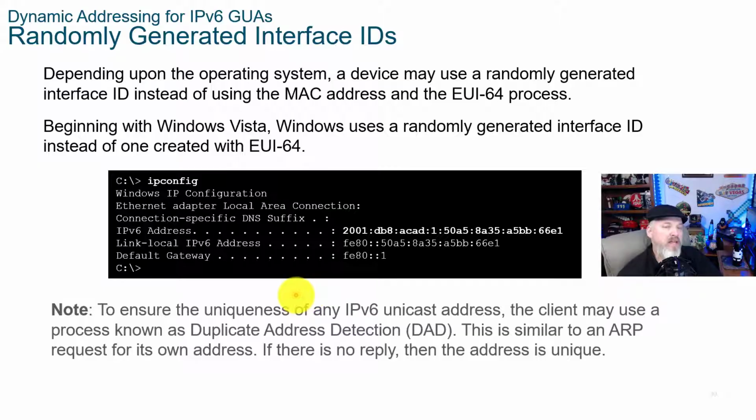Now, to ensure the uniqueness of any v6 address, the client may use a process known as duplicate address detection, or DAD. This is similar to an ARP request for its own address. If there's no reply, then the address is unique. So it'll do a DAD request. Is anybody else out there with the same address? If not, it'll go ahead and use it.